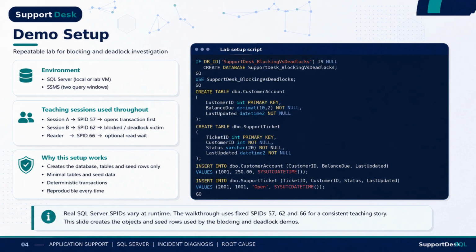The demo uses one lab database called support desk_blocking_deadlocks. There are two tables, customer account and support ticket. The slides use fixed teaching labels, session A as SPID 57 and session B as SPID 62, so that the screenshots and results stay consistent. On a real system, SQL Server will allocate different SPIDs, so the method matters more than the specific numbers.